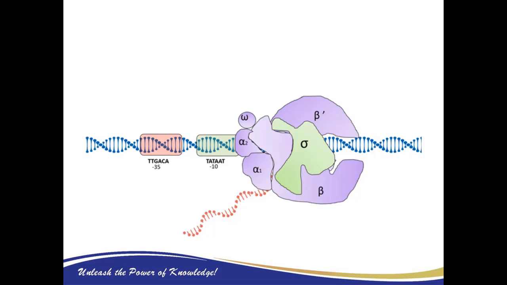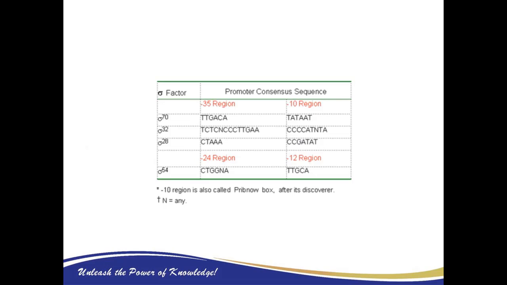So with the sigma factor attached, the RNA polymerase can properly understand which site to be recognized as a promoter, and it can form the RNA. Now the most common sigma factor is sigma 70, which binds to -35 base pair TTGACA region and -10 TATAAT region. Other sigma factors in E. coli involve sigma 32 or sigma 28 for heat shock genes, etc.